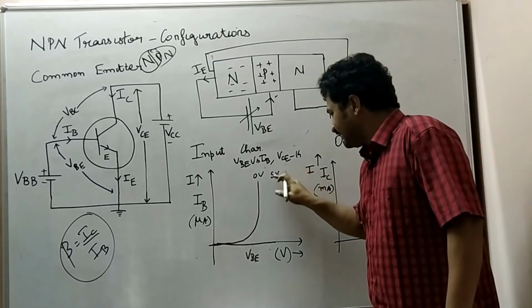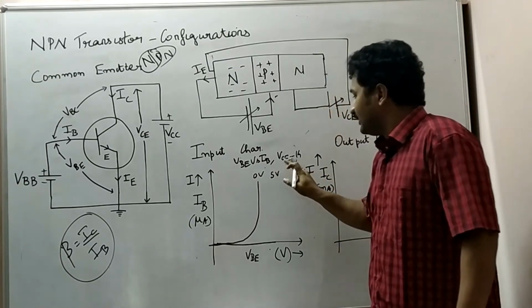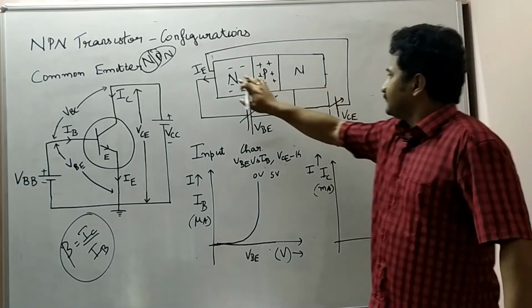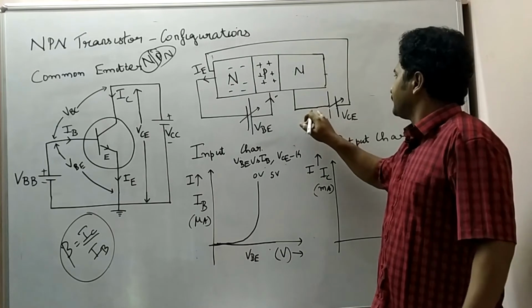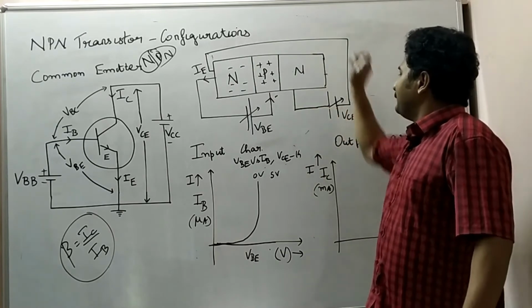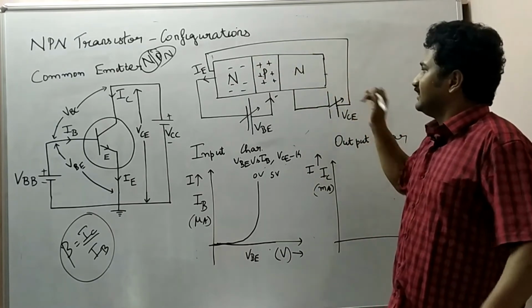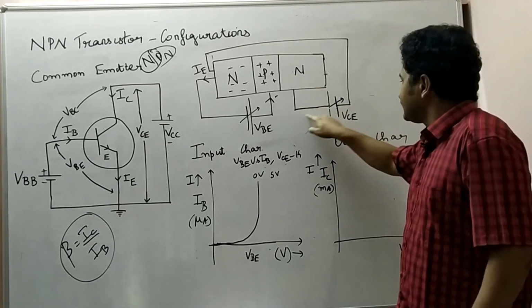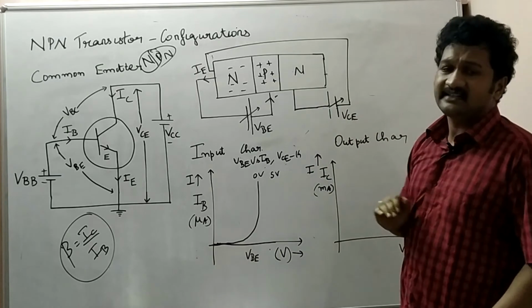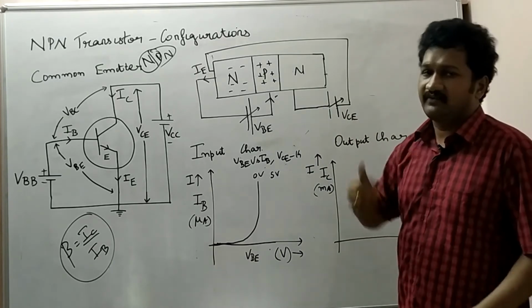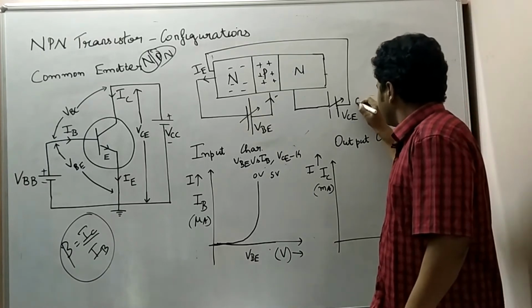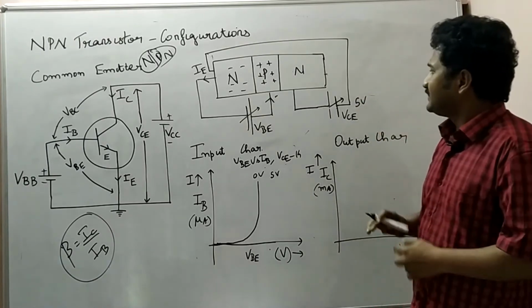Okay, now if we put VCE as 5 volt, let's see what happens. We will keep VCE as 5 volt. This means the collector region is reverse biased. How? The collector is an N region, and it is connected to positive. So if the N region is connected to positive, it is always in reverse bias mode. Now when VCE is 5 volt, what happens?